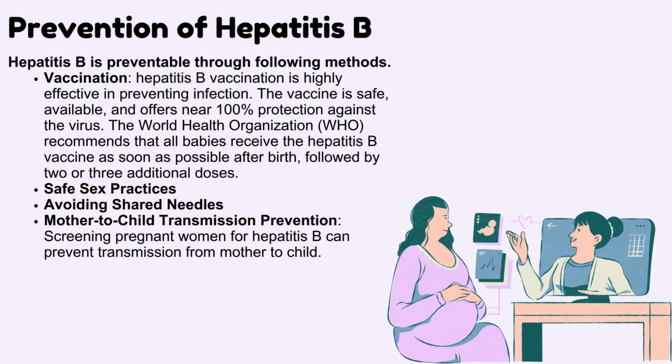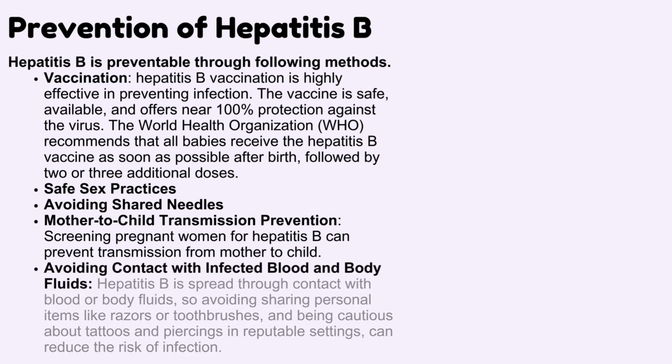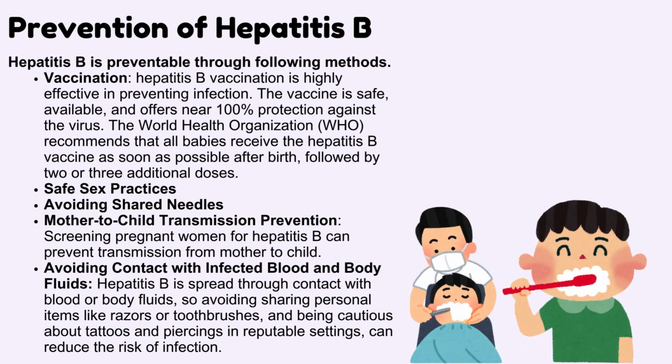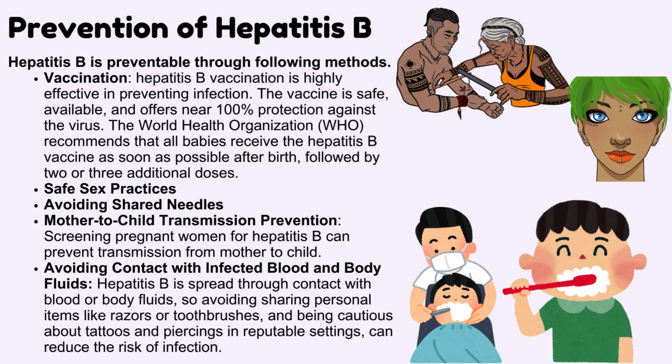Mother-to-child transmission prevention. Screening pregnant women for hepatitis B can prevent transmission from mother to child. Avoiding contact with infected blood and body fluids. Hepatitis B is spread through contact with blood or body fluids, so avoiding sharing personal items like razors or toothbrushes, and being cautious about tattoos and piercings in reputable settings, can reduce the risk of infection.